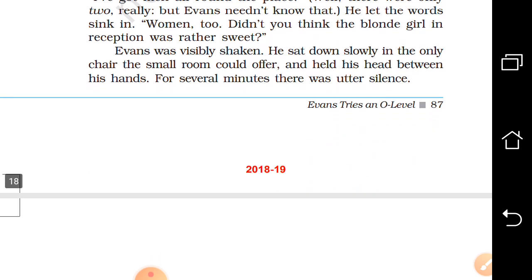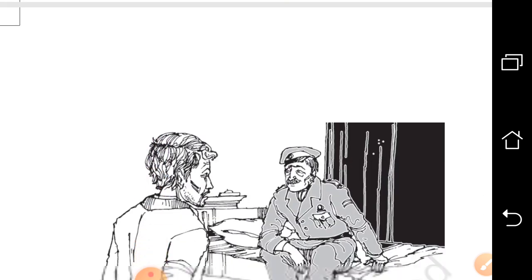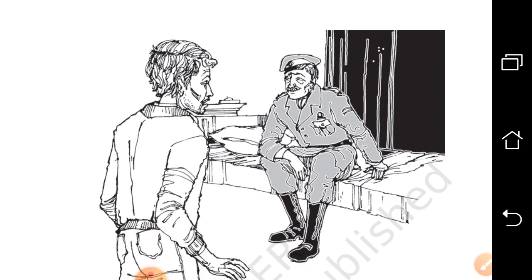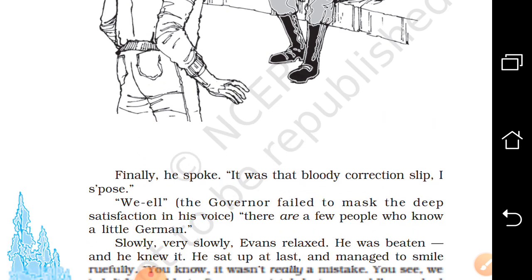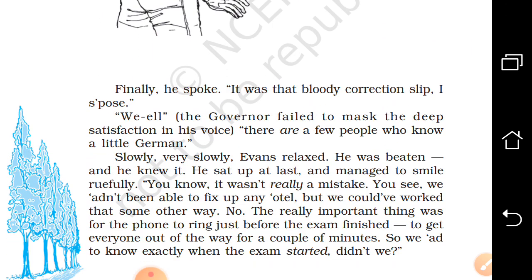For several minutes there was utter silence. You can see in the picture, dear children, the governor is there, Evans is there, both are there. Is it clear? Finally he spoke. "It was that bloody correction slip, I suppose." Well, the governor failed to mask the deep satisfaction in his voice. "There are a few people who know a little German." Actually, Evans asked whether it could be that the correction slip helped you. Then the governor said, yes, there are a few people who knew a little German.